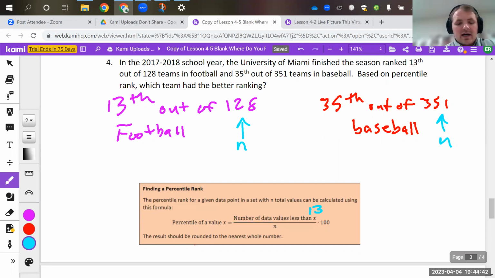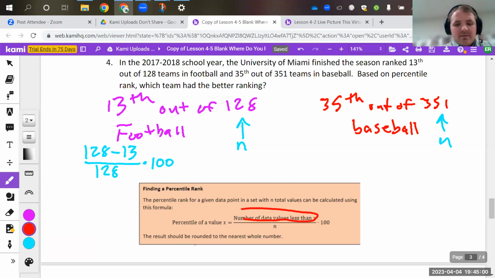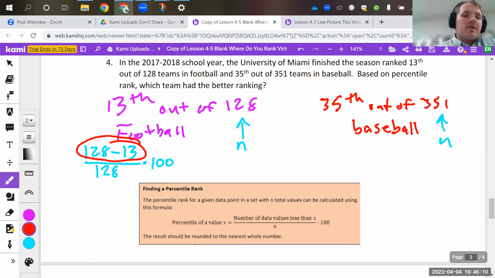If they're the 13th out of 128, that means there's a ton of teams that are way worse than them. So those teams that are less than the x value, specifically that x value is the 13th. We get that from 128 minus 13, all divided by 128, and we're going to multiply that by 100. So again, I'm trying to find the number of teams that are worse than Miami. There are 115 of them that are worse if they're the 13th best. Hopefully it's making sense why there's not a 12 on the top right there.